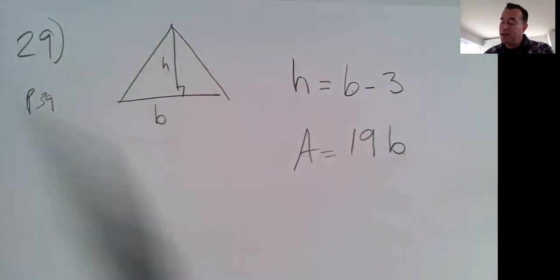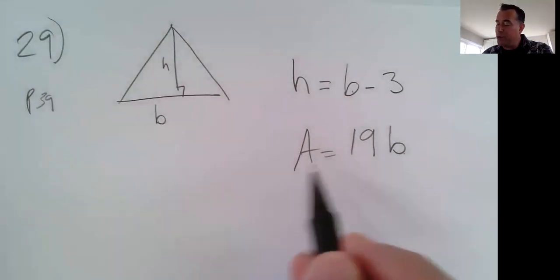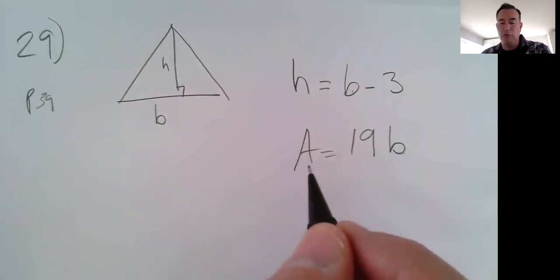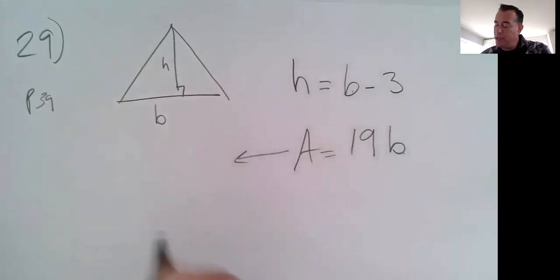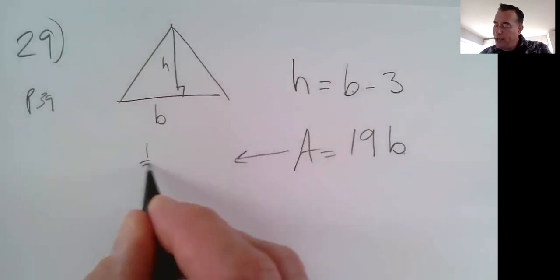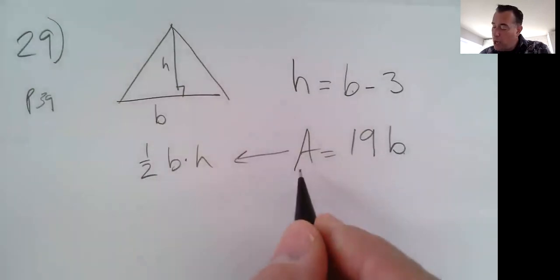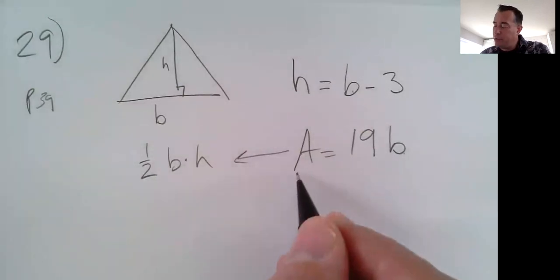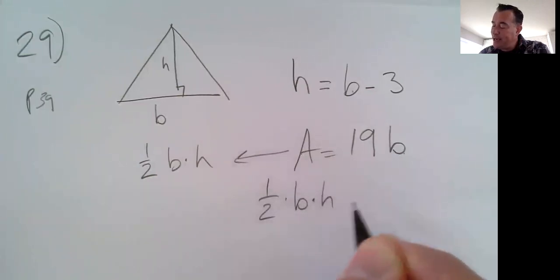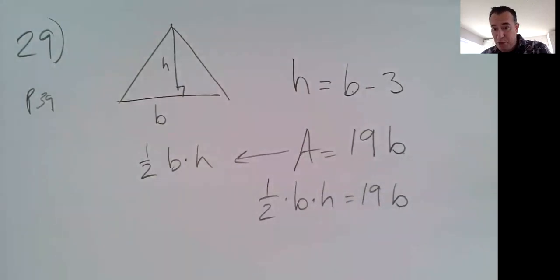All right. Now, what I'm going to do is go with the bigger problem here of area and say what I know from the formulas: the formula for the area of a triangle is 1/2 the base times the height. Okay. So I'm going to do that first substitution in here. I'm just going to rewrite this. 1/2 times the base times the height is equal to 19 base. Okay. We all good so far?